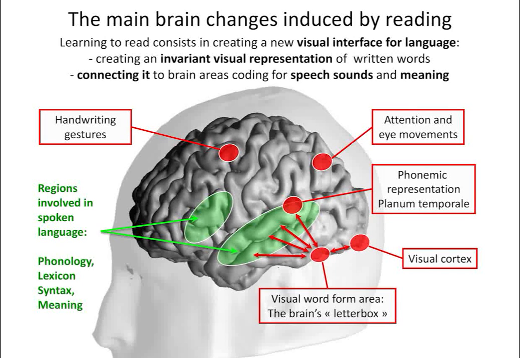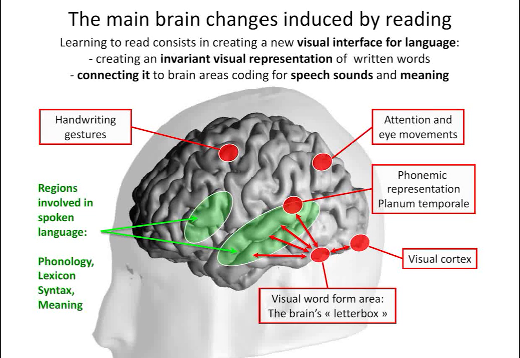So, if we start with these regions in green on this slide, you've heard a lot about these regions for spoken language. And Ghislaine yesterday told you that these regions are present early on in the child's brain, even in the newborn's brain, or after a few months of age. Basically, the invention of reading consists in accessing these regions through vision. And this is the great invention, creating sensory substitution, basically, a new modality of input into the speech system.